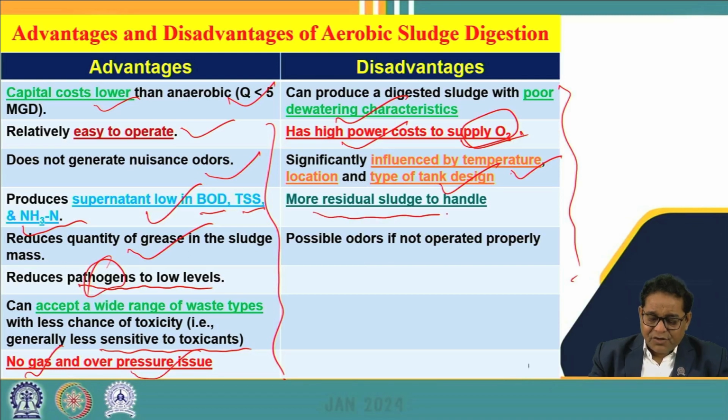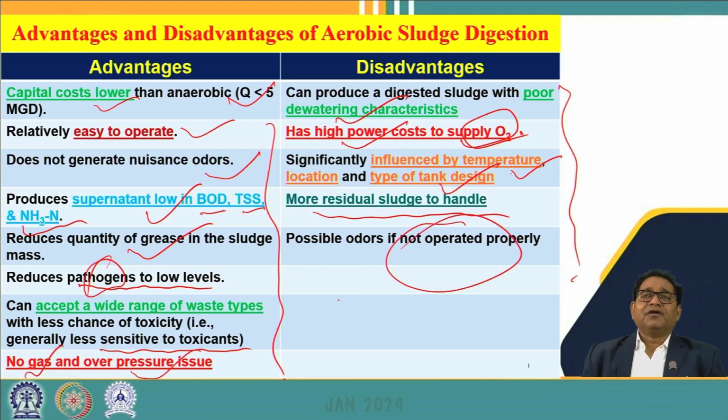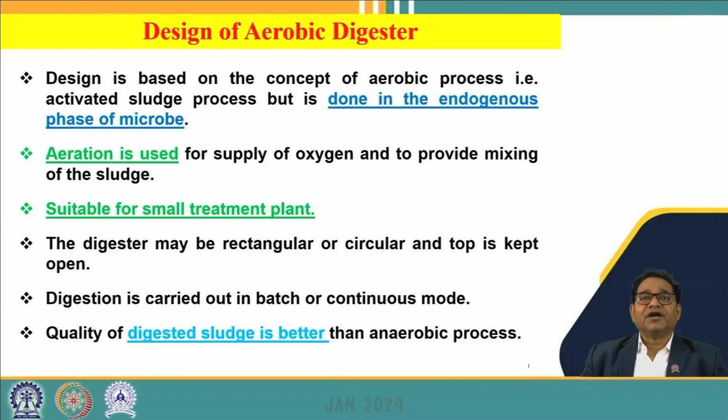Finally, there is more residual sludge to handle, because it generates a lot of residual sludge solids, and possible odors. If it is not operated properly, it undergoes putrefaction, so it may cause a lot of odor nuisance also. So these are the different advantages and disadvantages of the aerobic digestion process. And then let us see what the different process parameters are for which the aerobic digesters are designed.